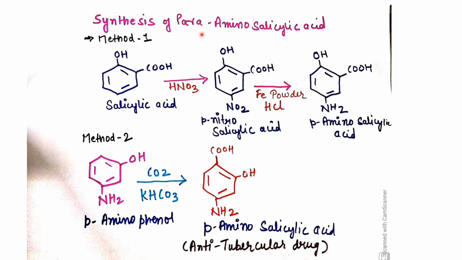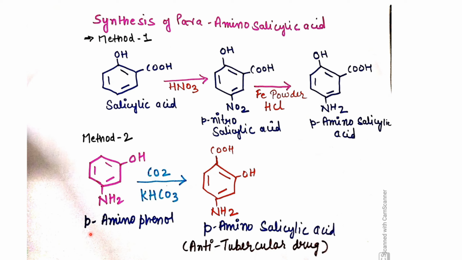Next synthesis is para-aminosalicylic acid. Generally, this synthesis can be performed in two ways. Here you can see first method and second method. In first method, we can synthesize para-aminosalicylic acid from salicylic acid. By reacting salicylic acid with HNO3, the nitration process will take place and it will form para-nitrosalicylic acid. On reduction of para-nitrosalicylic acid, the para-aminosalicylic acid will form. So this is first method.